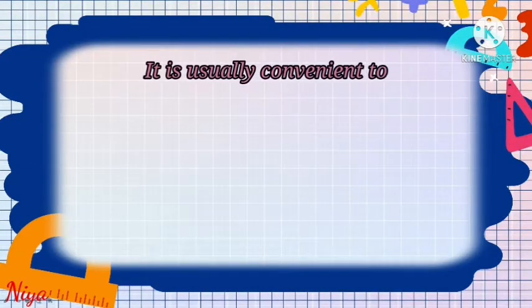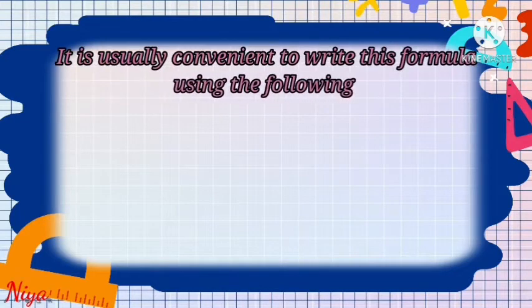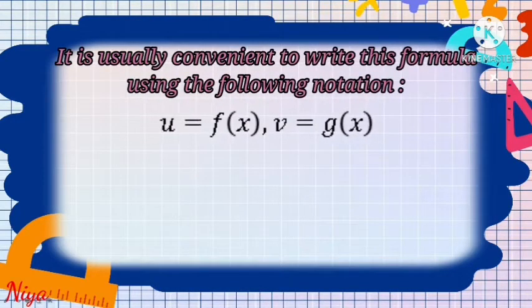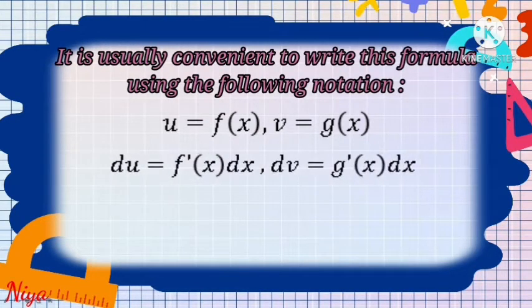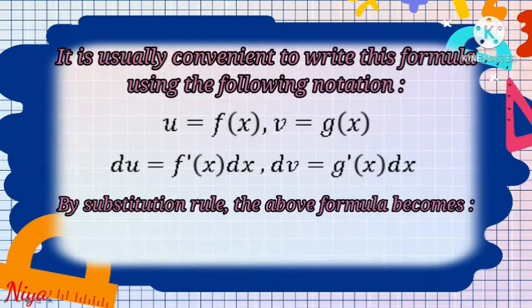It is usually convenient to write this formula using the following notation, where u is equivalent to function f and v is equivalent to function g. Thus, the differential of u is the derivative of function f and the differential of v is the derivative of function g. By the substitution rule, the above formula will become the integral of u times the derivative of v equals u times v minus the integral of v times the derivative of u.